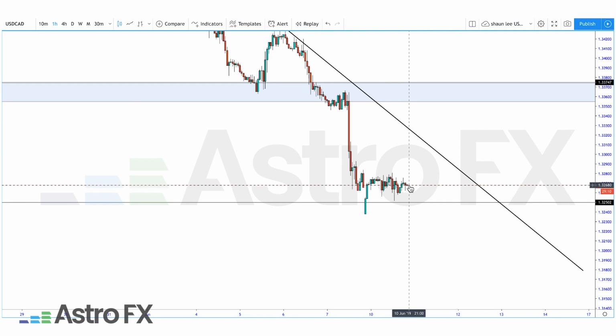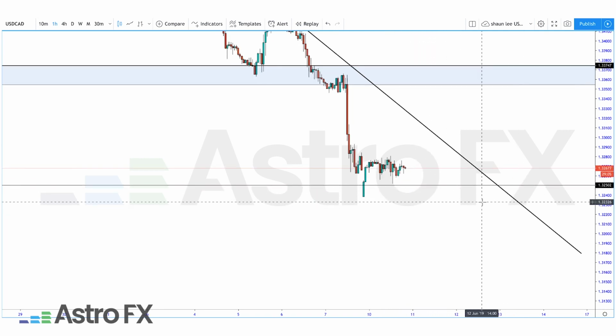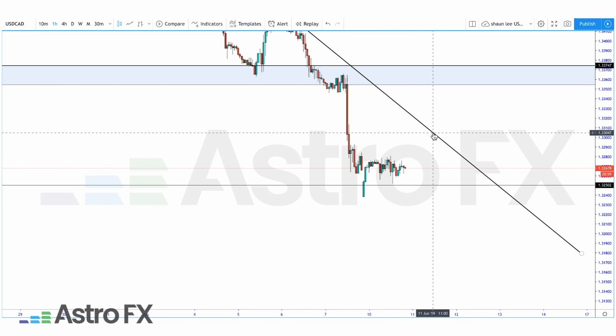So now what we're looking at is we need to take out them lows, we need to pull back and then continue to the downside. So there's two scenarios here really. The ideal scenario would be to pull back into 3-3 from where we are and then head lower.